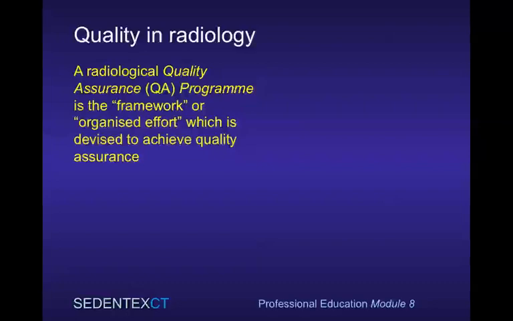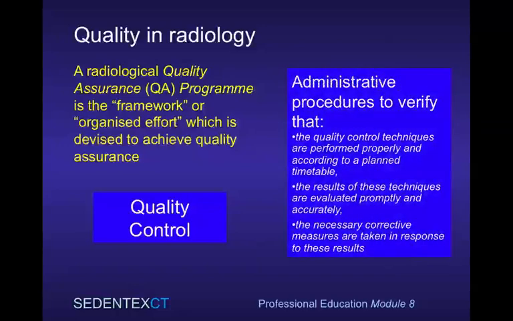A radiological quality assurance program is the framework or organized effort which is devised to achieve quality assurance. It includes quality control, but also the administrative procedures to verify that the quality control techniques are performed properly and according to a planned timetable, that the results of these techniques are evaluated promptly and accurately, and that the necessary corrective measures are taken in response to these results.